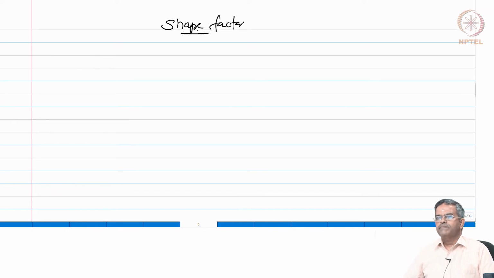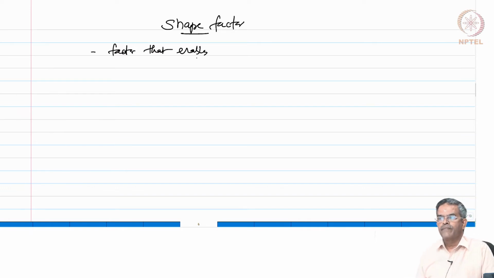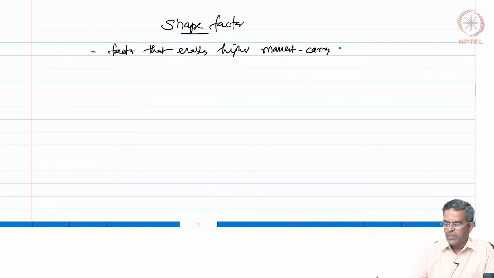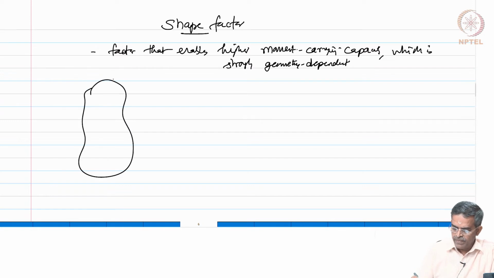Let us quickly see what is a shape factor. Shape factor is a factor that enables higher moment carrying capacity which is strongly geometry dependent. That is why it is called shape factor. Okay. Let us derive a shape factor of an arbitrary section. Then we will apply this logic to all sections. We will take an arbitrary section. Let us say extreme fiber.